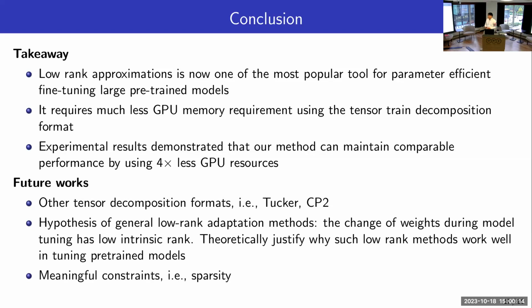Another meaningful direction is to add a constraint on sparsity. As I just mentioned, 100 billion parameters are not necessary or useful for downstream tasks. We need to select, right? We need to do parameter-wise selection. That is a sparsity constraint.